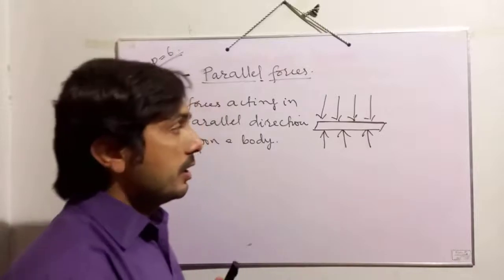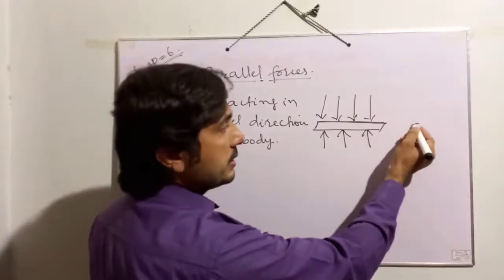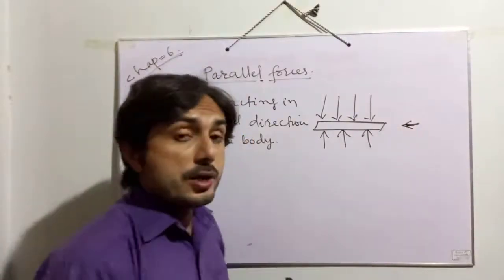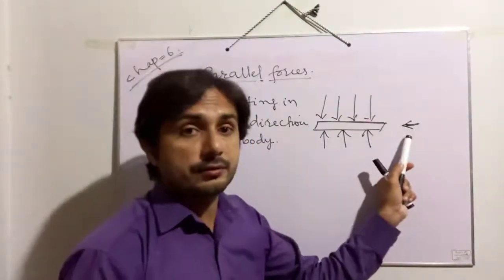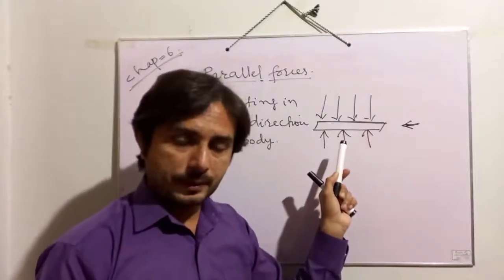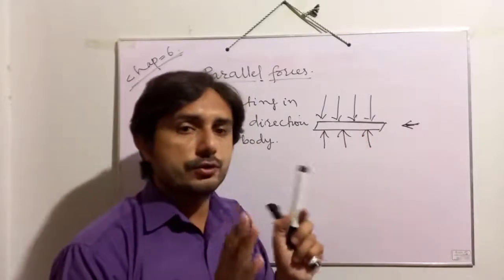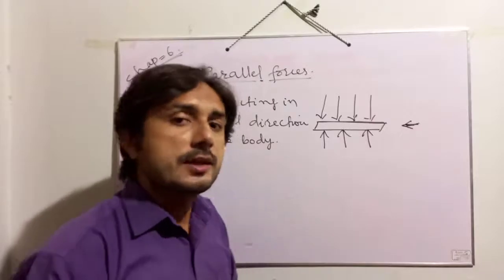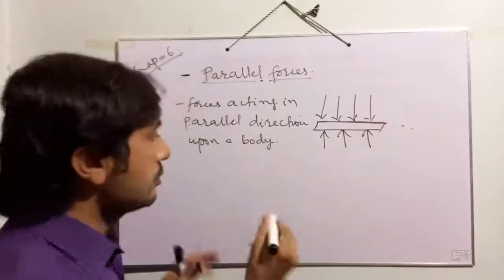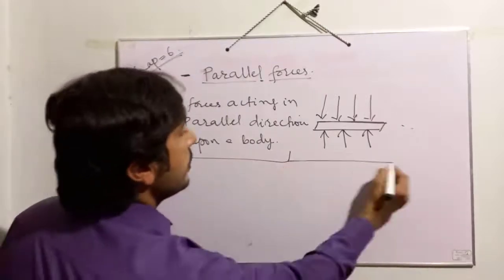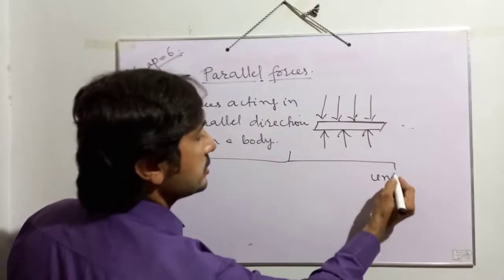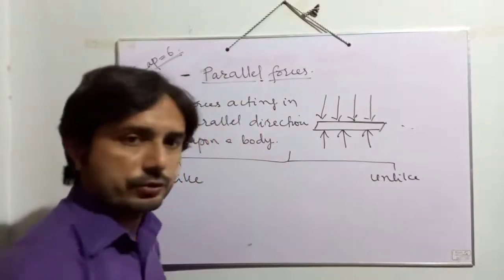But if a third boy joins and starts to push this car from that side, now that is not a parallel force, because it is intersecting these parallel forces. So the direction of those forces should not intersect each other, and such types of forces are known as the parallel forces. We have two types of parallel forces. One is the like parallel forces, and the other is the unlike parallel forces.